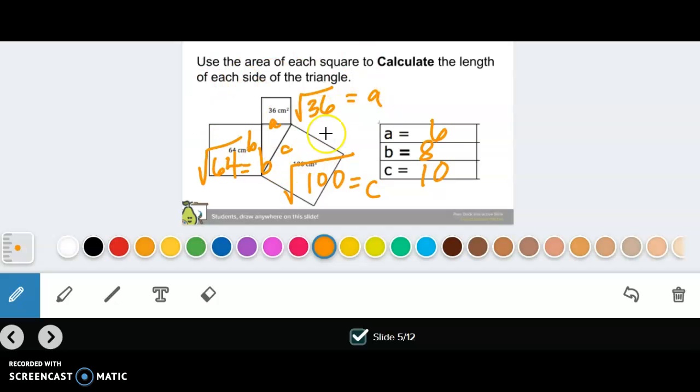Okay, so this is when we had the area of the square already. You take the square root to work backwards and do the opposite, so that way you can get the length of that side. Okay?